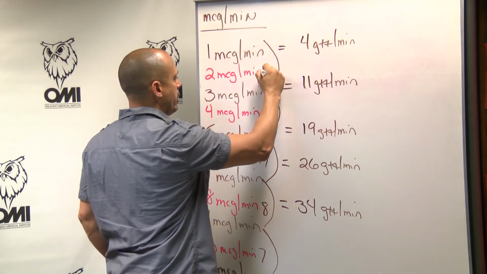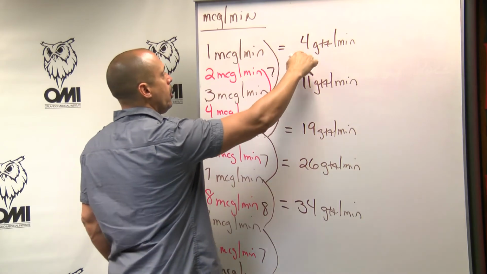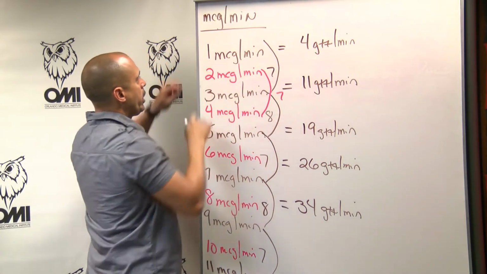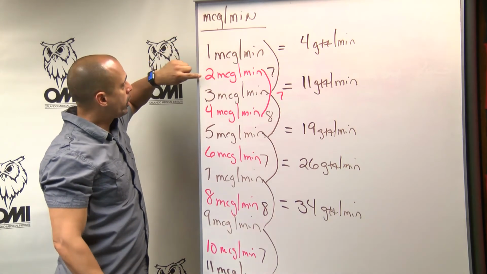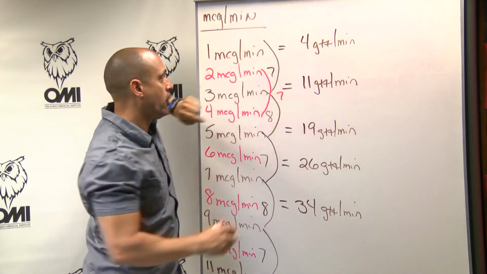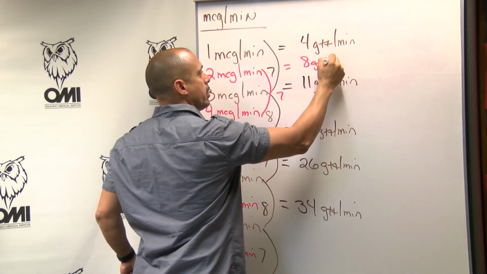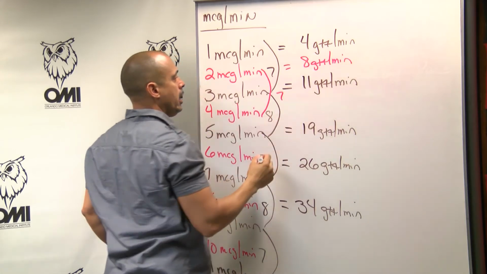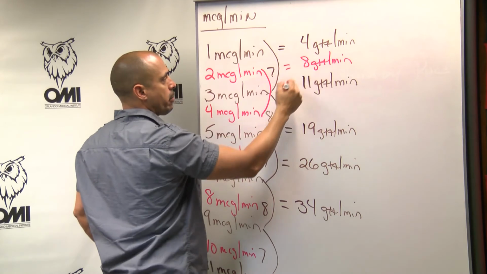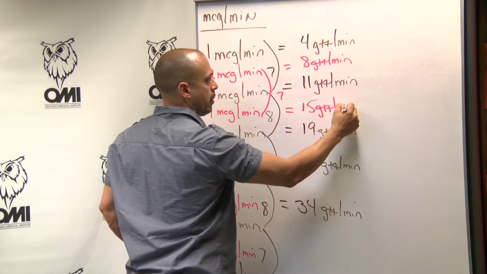So to go from here to here, we're going to add 7. Because we started at 1 mic per minute, we go to 2, you just doubled it, right? So double this. So what's our start with the even numbers? 8 drops per minute. Now I add 7 to 8. 7 plus 8, 15 drops per minute.